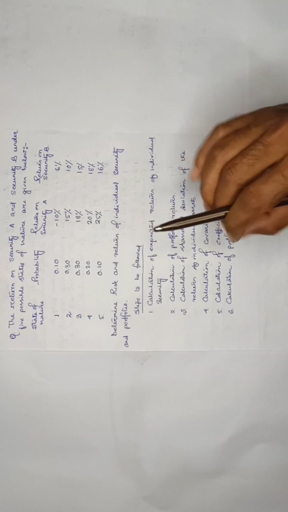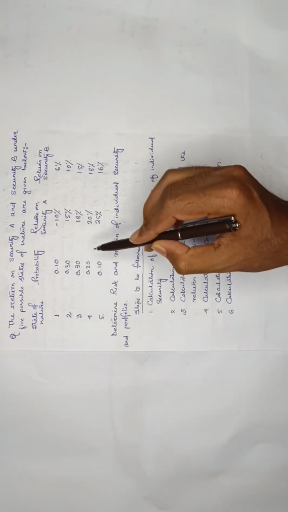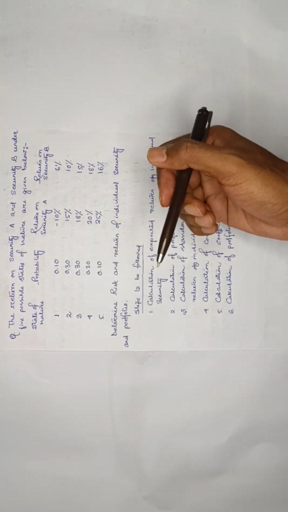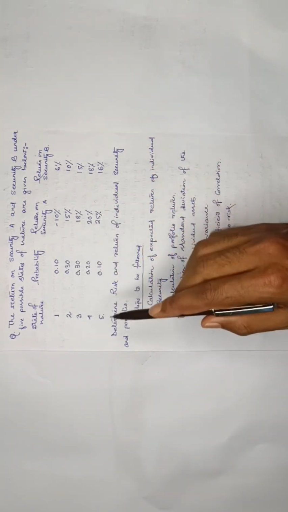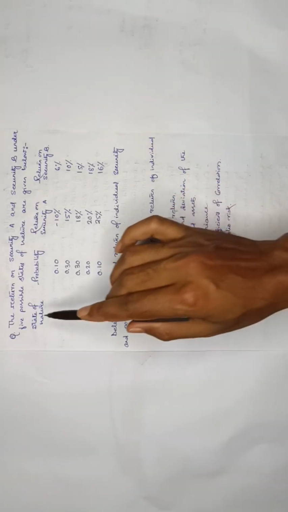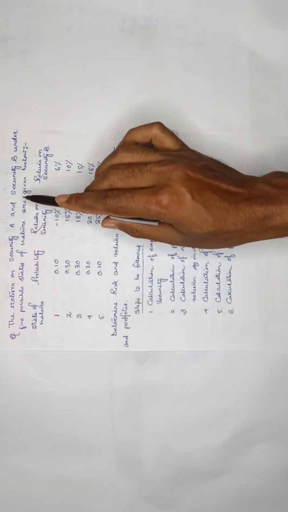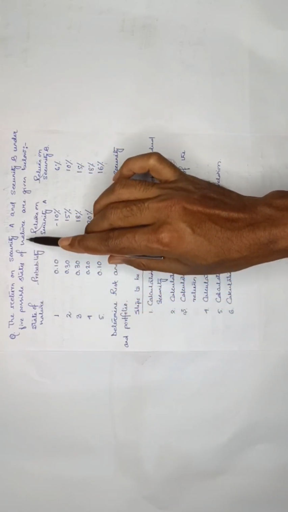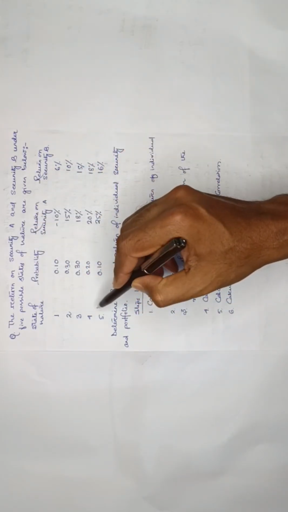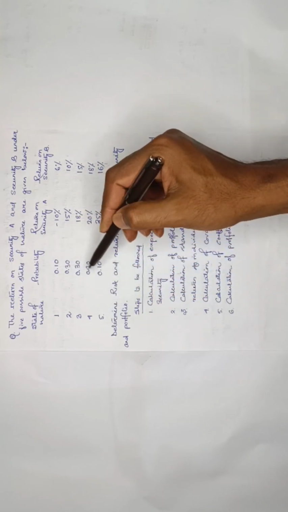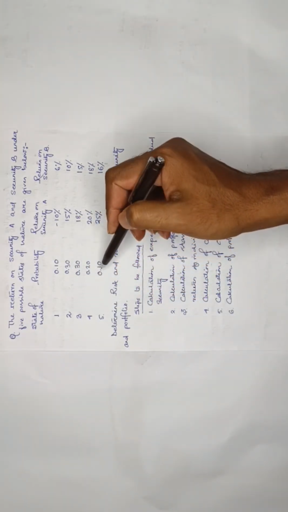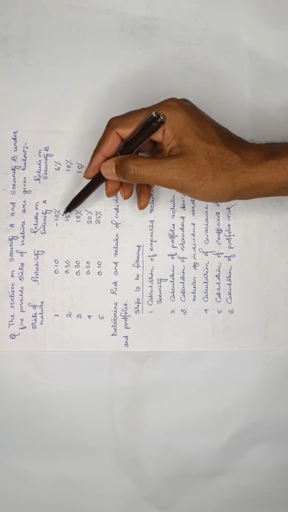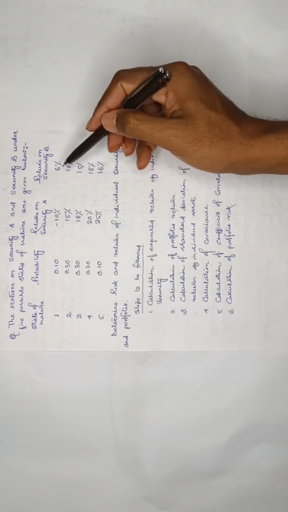This is the question that I have written for your understanding. I will help you out in solving this particular question. The question is like this: the return on security A and security B under 5 possible states of nature are given below. There are 5 different states of nature, the probability of each natural state is given, as well as the return on security A and security B.